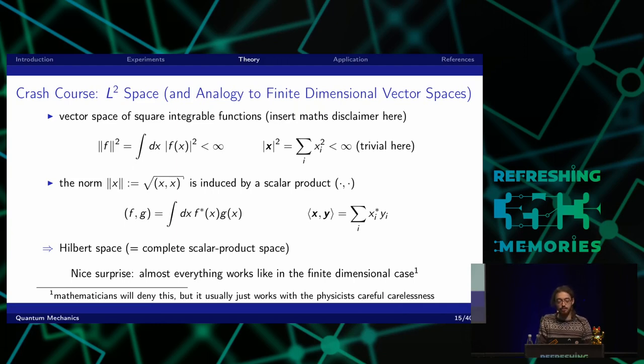And this L2 space is a Hilbert space. A Hilbert space is a complete vector space with a scalar product, where complete means that it's mathematical nonsense, forget it. But the nice surprise is that most things carry over from finite dimensional spaces. What we know from finite dimensional spaces, that we can always diagonalize matrices with certain properties, more or less works here too. The mathematicians do a lot of work for this, but for physicists, we just know when to be careful and how, and don't care about it otherwise, so it just works for us. And that's nice.